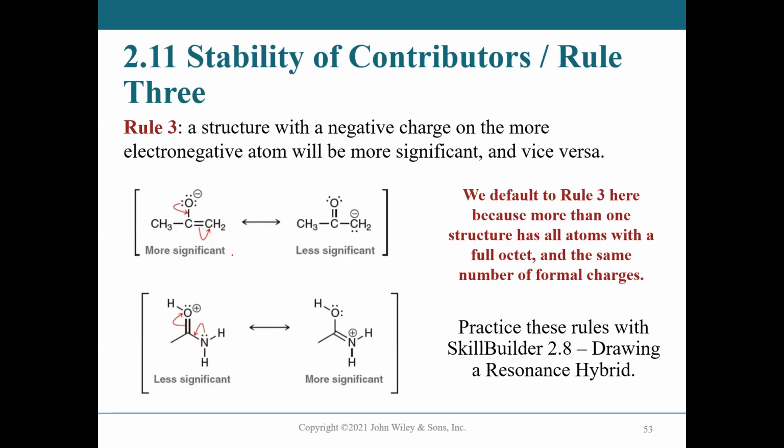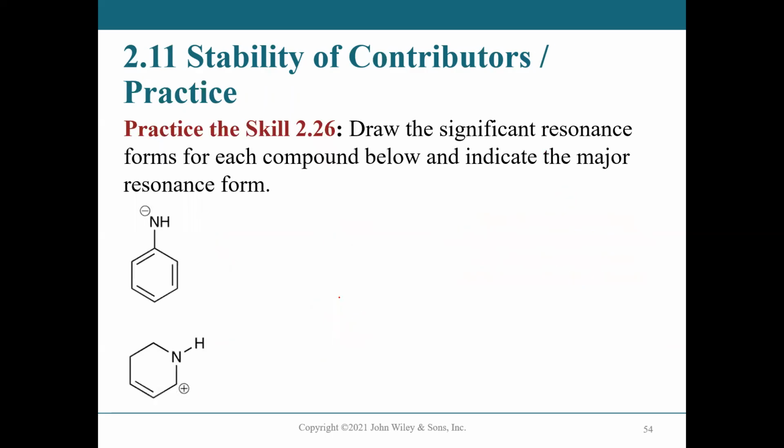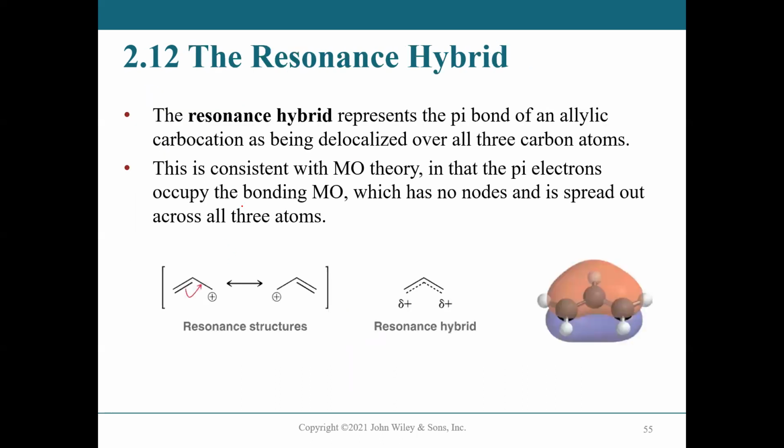Likewise, this is more significant than this one because we put the charge here on the carbon, so this would be less favorable. It would be better to have the positive charge on the nitrogen in this case. And you can do this on your own. So the resonance hybrid represents the pi bond of an allyl carbocation as being delocalized over all 3 carbon atoms. We can see that resonance structure right here.